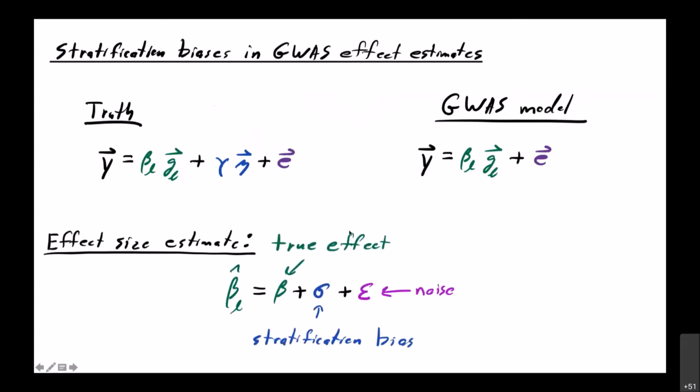So when we estimate the effect using this model that doesn't include our confounder, the effect estimate is going to include three components. One is the true effect, the true beta, and then it's going to have this stratification bias term in it. And then an additional term that describes the noise in the effect size, that has to do with things like the sample size.